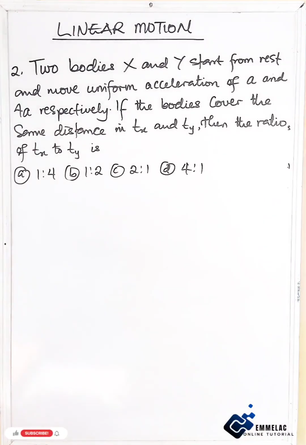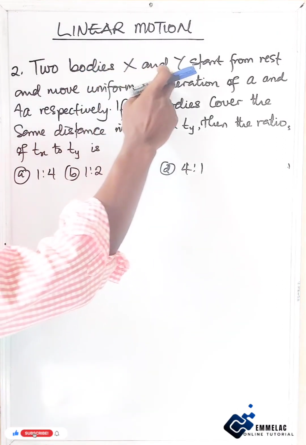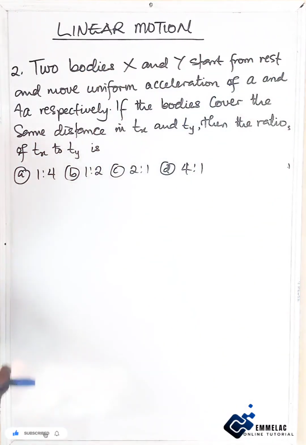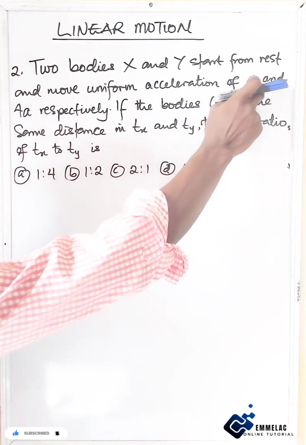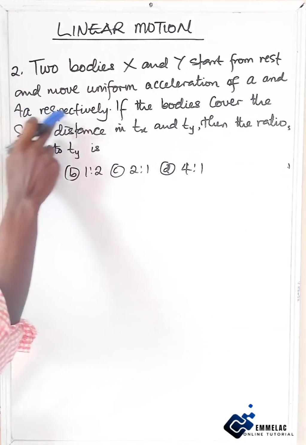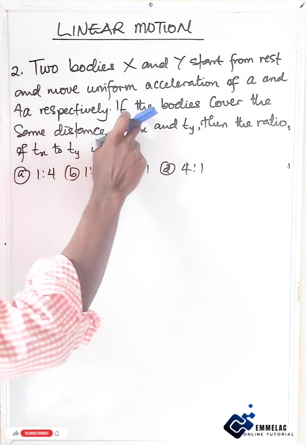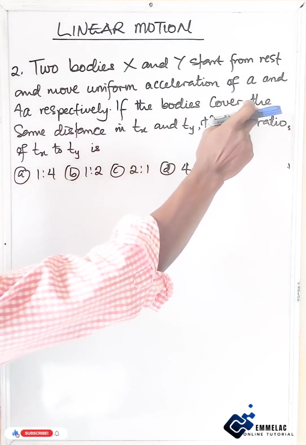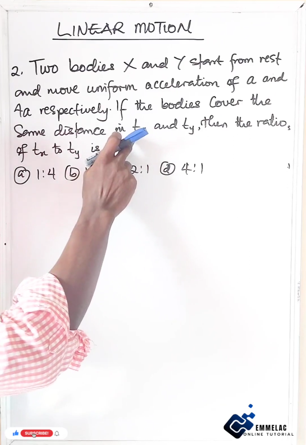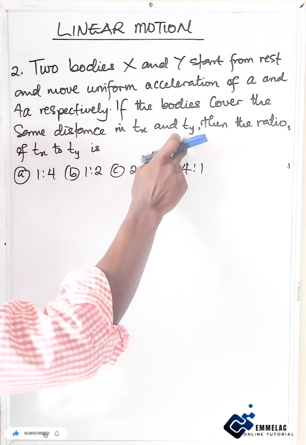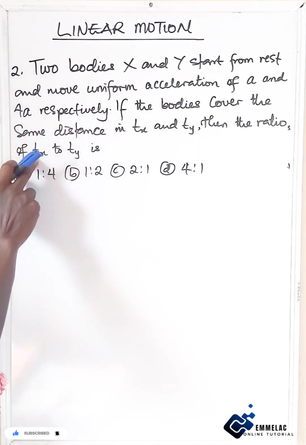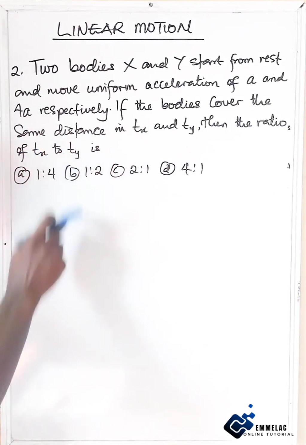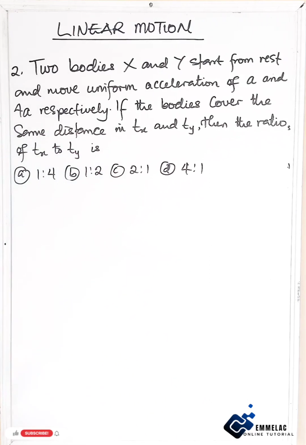Okay, now let's look at number 2 question in linear motion. Now, two bodies x and y start from rest and move with uniform acceleration of a and 4a respectively. Now, if the bodies cover the same distance in t sub x and t sub y, then the ratio of t sub x to t sub y is, and we're given the options.